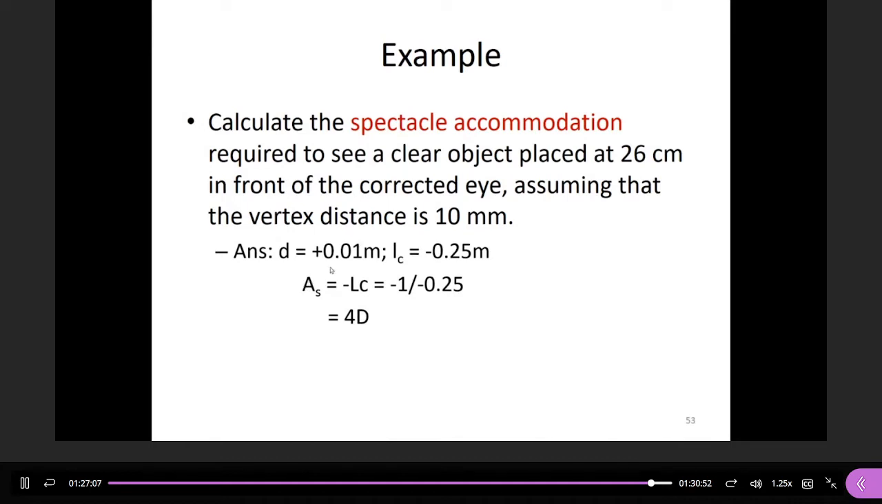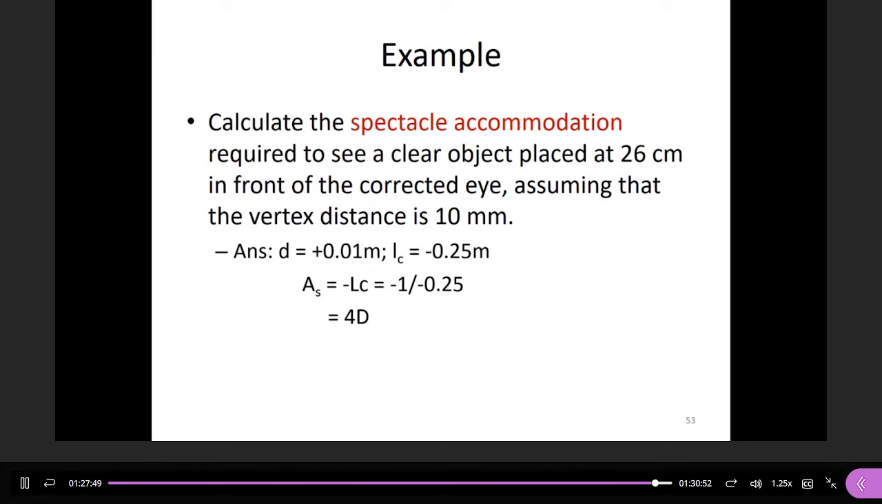Now in this example, you can see that we did not consider the patient's refractive error. So the spectacle accommodation is the same for people who have different amounts of refractive error, regardless of whether they have myopia, hyperopia, or astigmatism. It would be the same for all patients. But of course, in a real situation, when you have different amounts of refractive error, you can imagine that the calculation is more complicated.